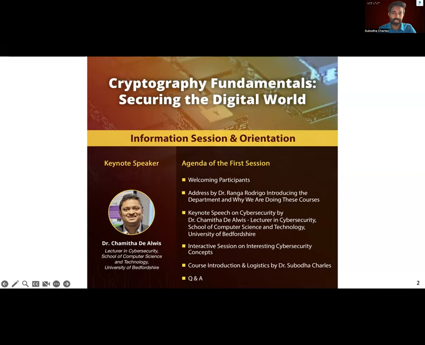Let's get started. Let me start by inviting the head of the Department of Electronic and Telecommunication Engineering at the University of Moratuwa, Dr. Ranga Rodrigo, to say a few remarks, especially why, as a department, we are contributing to these short courses and what we are up to right now. So Dr. Ranga, over to you to give the introduction.